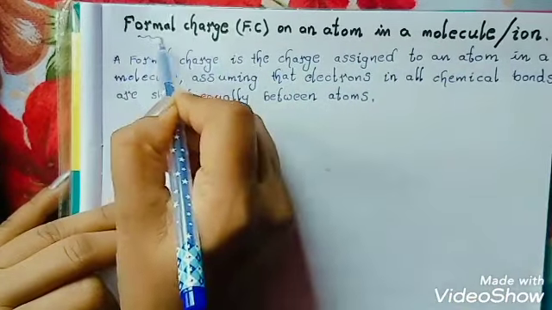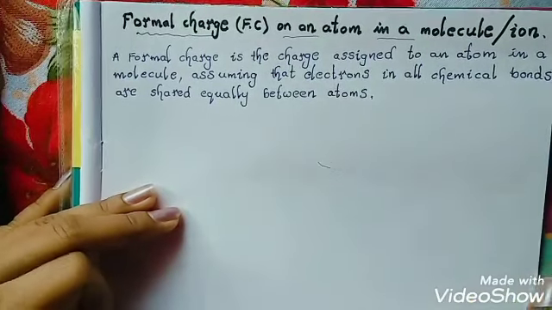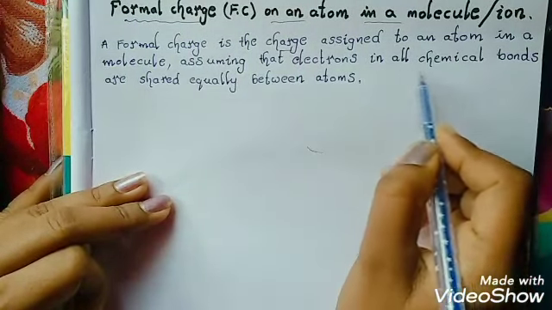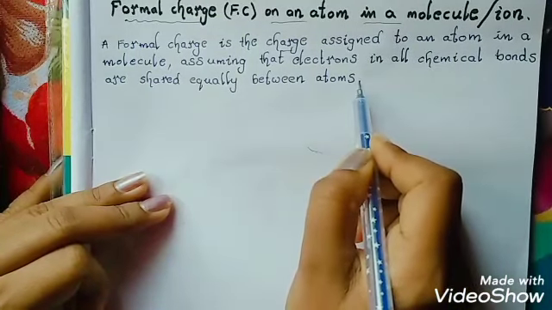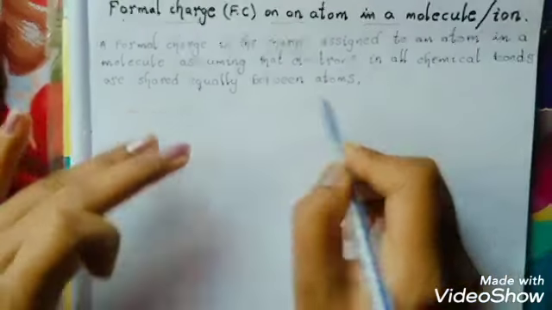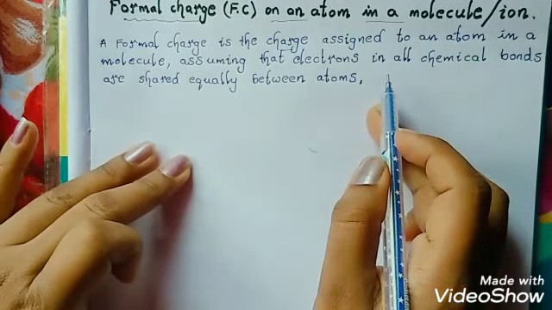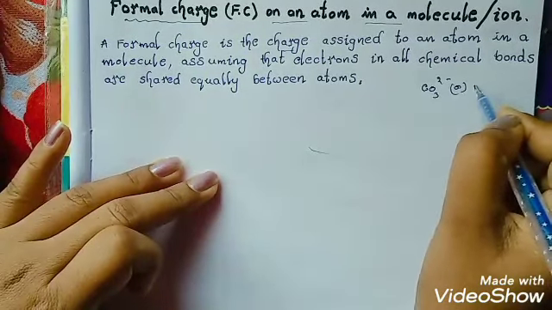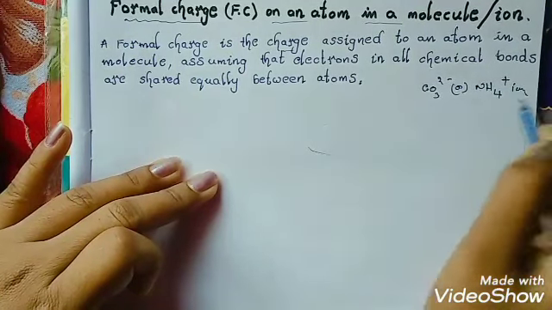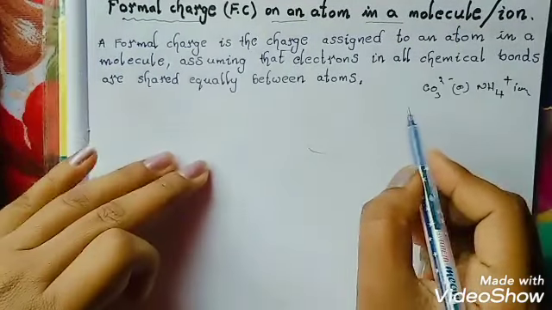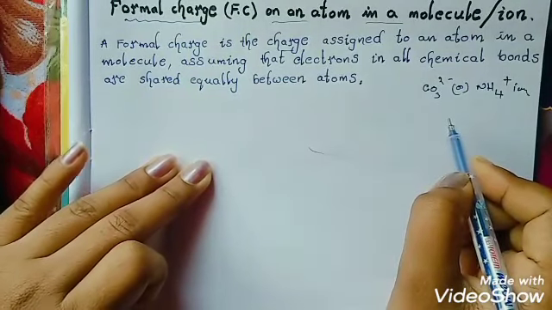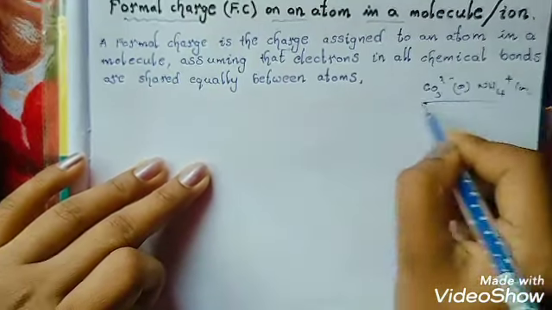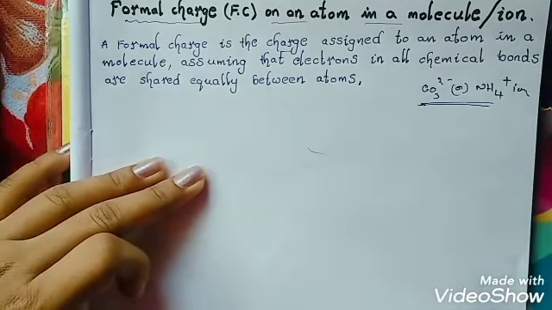Now the topic is formal charge on an atom in a molecule. First, let us see the definition: formal charge is the charge assigned to an atom in a molecule, assuming that electrons in all chemical bonds are shared equally between the atoms. Let us see clearly. In a molecule there is no charge on individual atoms, or in a polyatomic ion, like carbonate ion, CO3 2 minus, or ammonium ion, NH4 plus, the charge is on the ion as a whole and not on the individual atoms. Yet for some purposes it is useful to assign a formal charge to each atom of a molecule. Let us see one by one with the help of examples.